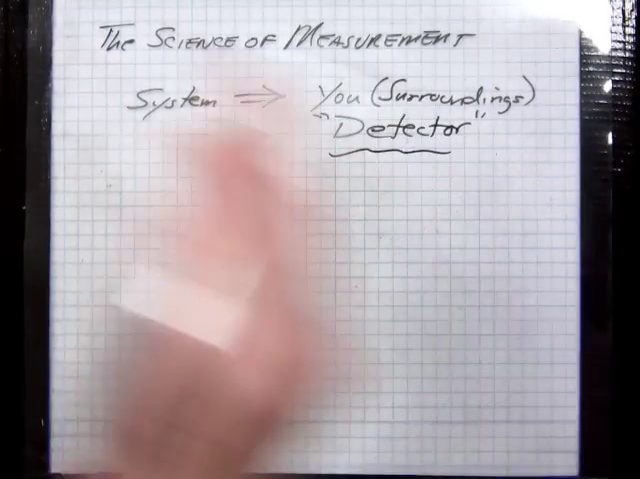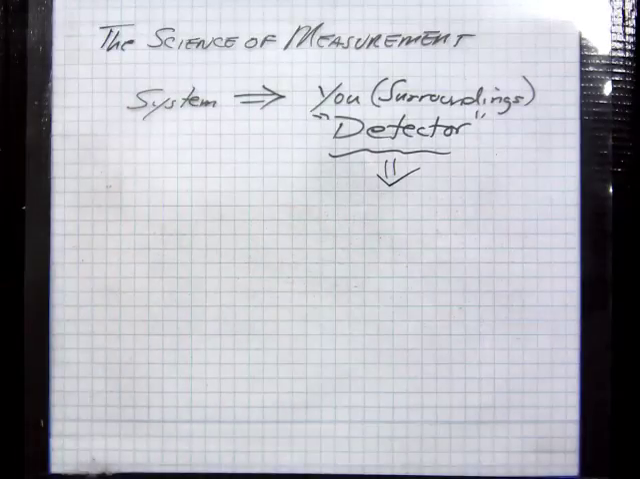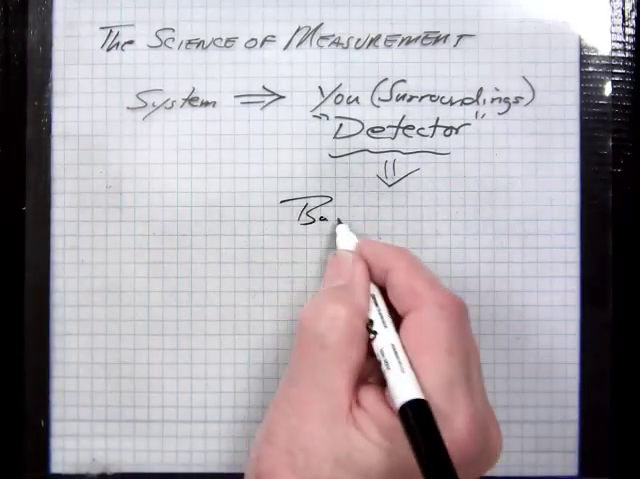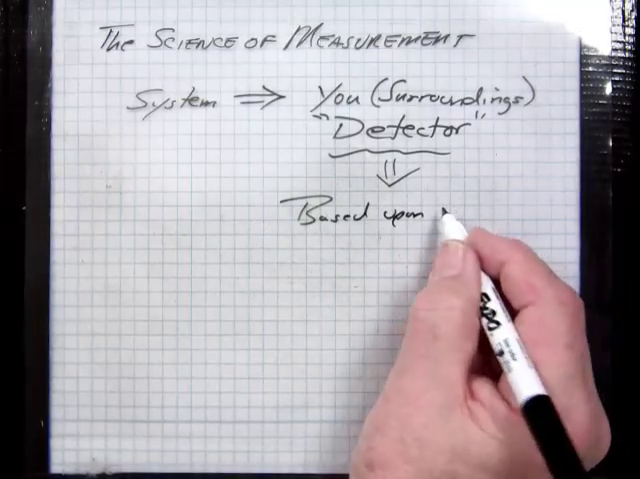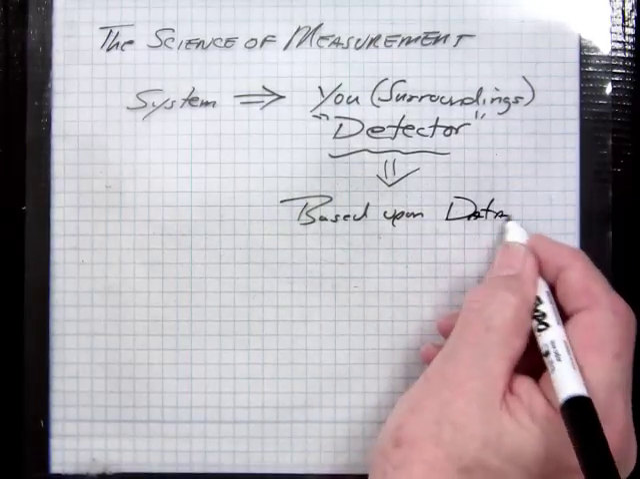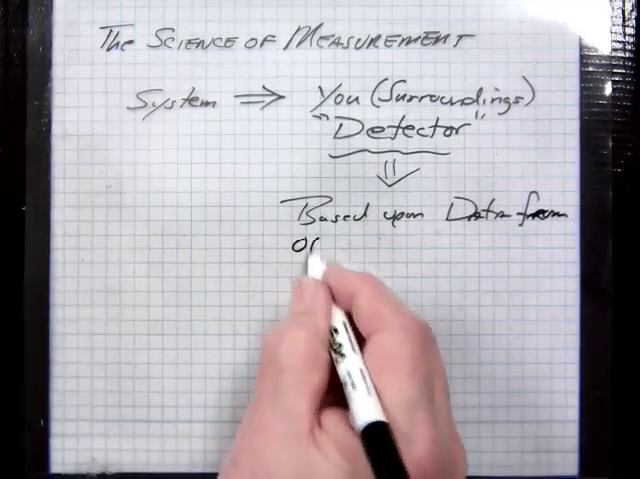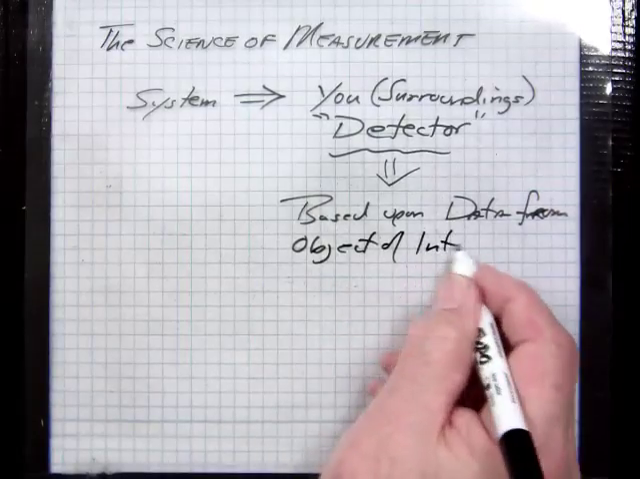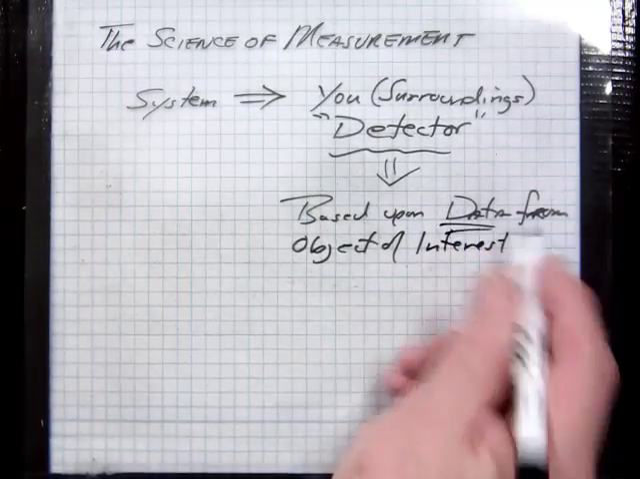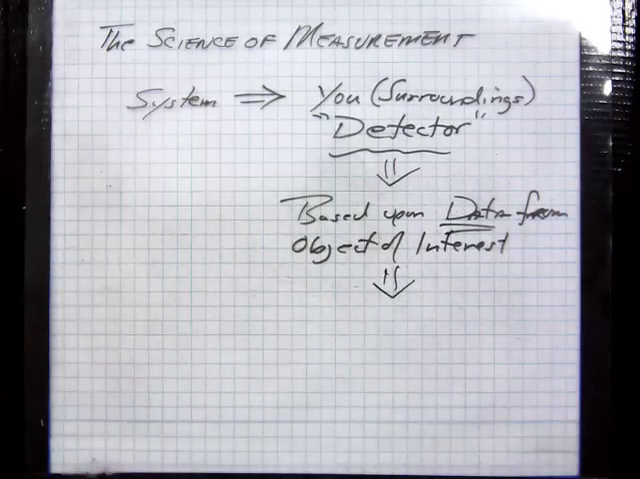Now, the detector is calibrated based upon data from the object of interest. This data is then translated into measurements.